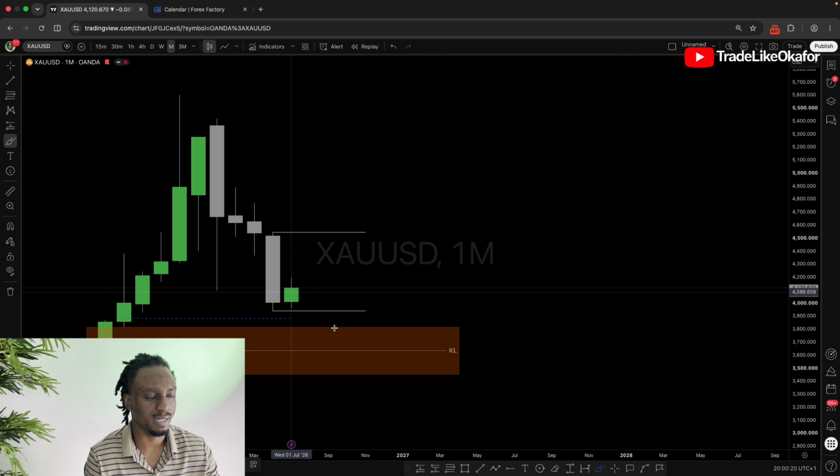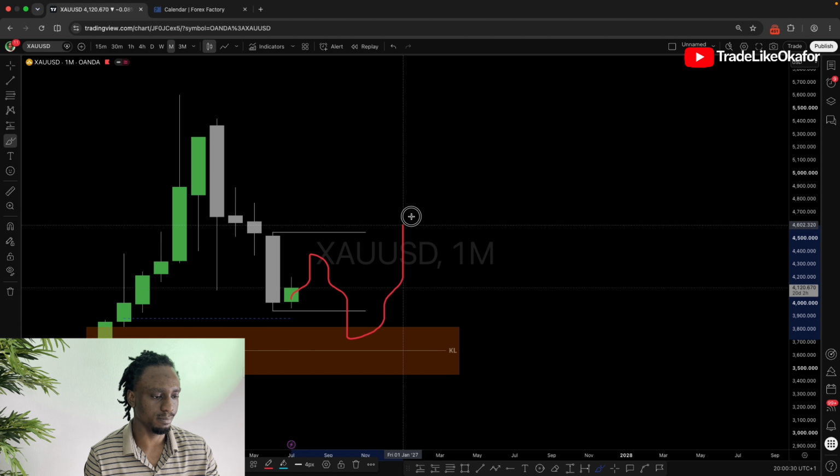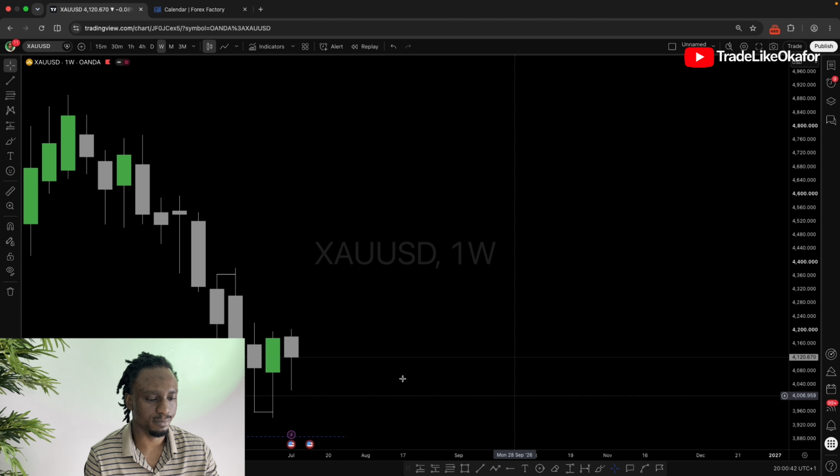Why? Market is currently bearish, so I'll be expecting something like this, and then continue the sell, tap into that fair value gap we have there, and then possibility for it to come back up. This is what we are seeing here on higher time frame, monthly. Now with this, we drop down to weekly time frame.